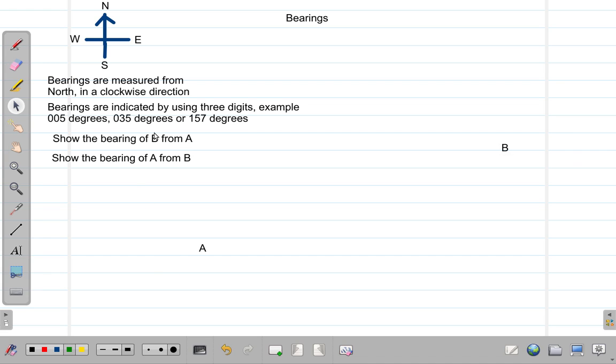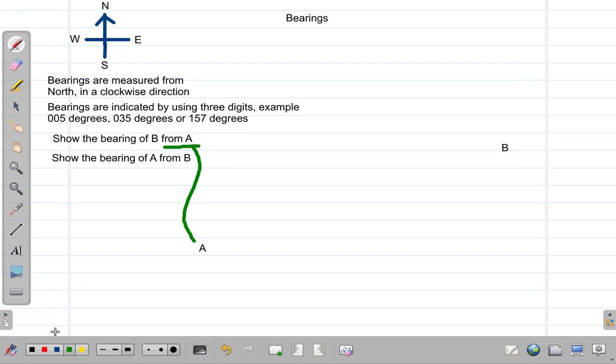Now, when you say the bearing of B from A, once you say from A, it means you're going to have a north line at A. You're going to have a line drawn between A and B, and the angle will be between that north line at A in a clockwise direction and the line joining A and B. Alright? So that's the bearing of B from A.